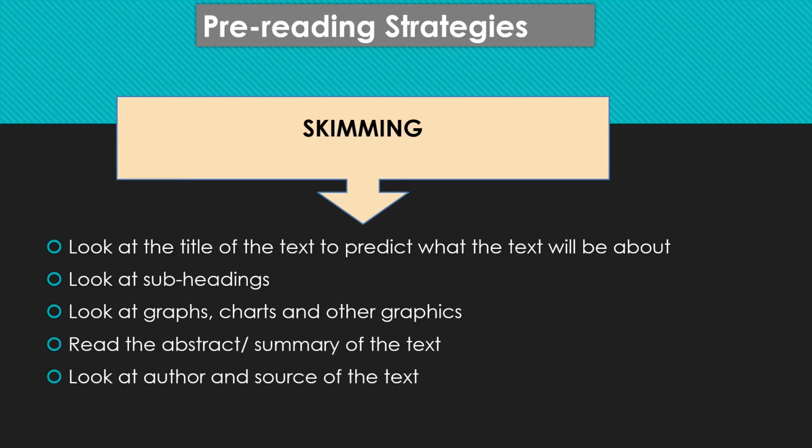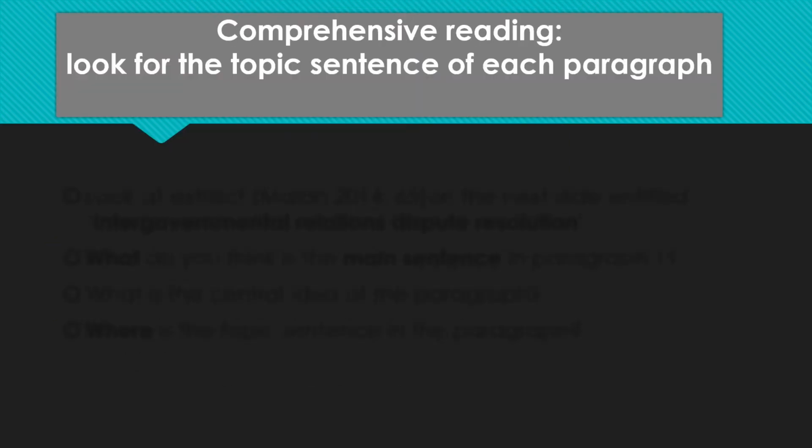If you're summarizing a journal article, read the abstract to get an overview of the whole article. Also have a look at the author and the source of the text to make sure this is a credible and reliable source. You will not try to summarize sentence by sentence. You want to discuss the author's main points. This is going to require good comprehensive reading strategies.